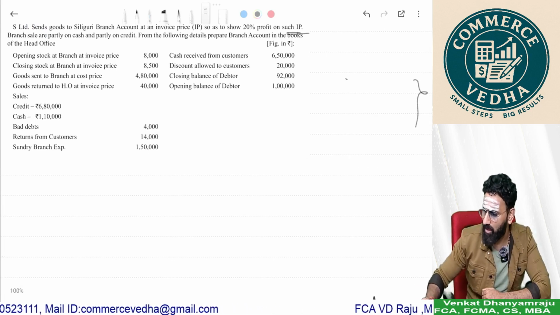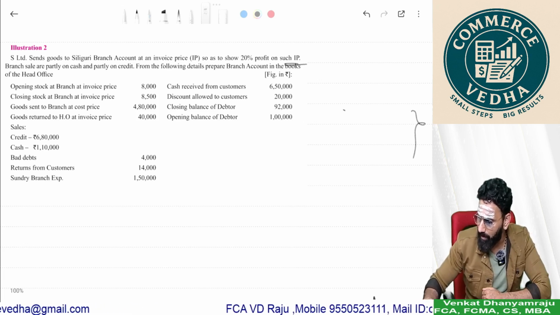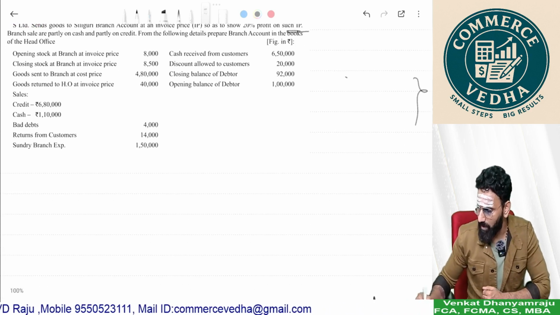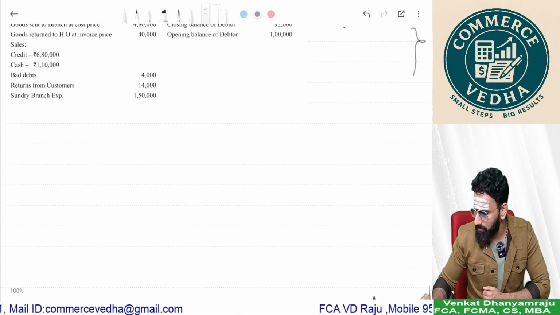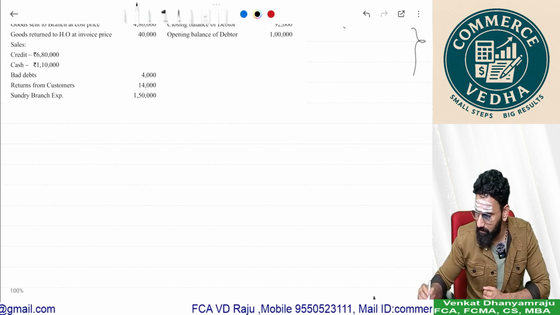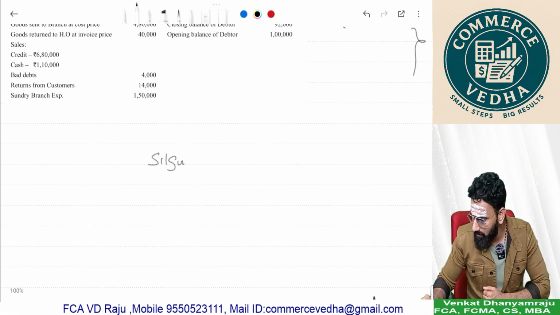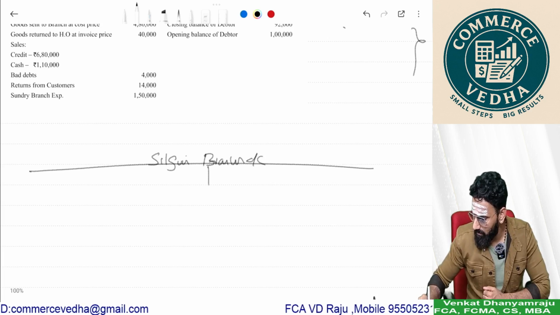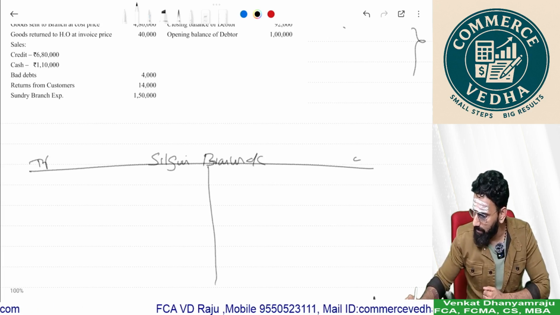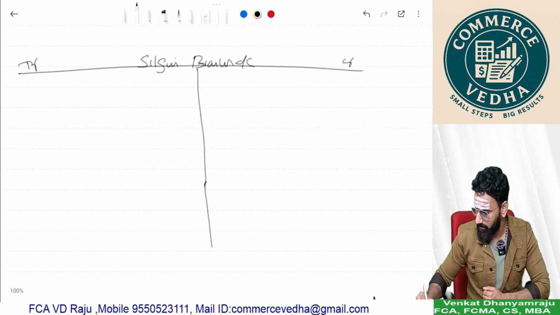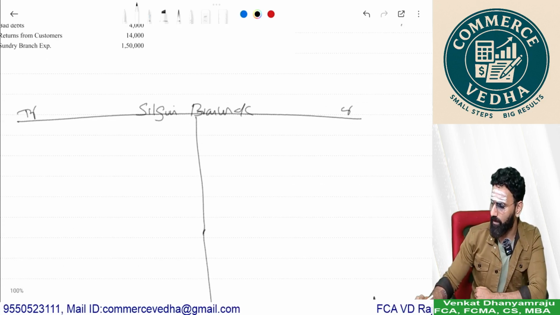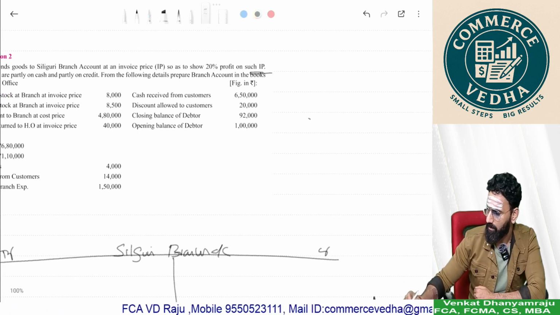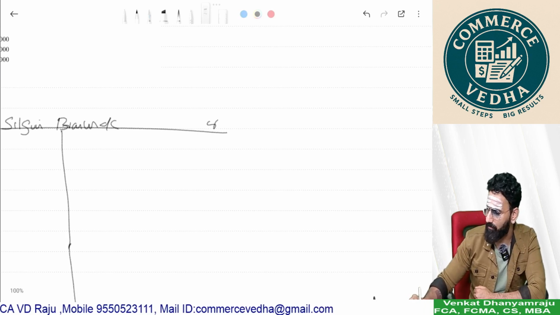We should prepare which account here? We should prepare branch account. Which branch account? Siliguri branch account. Debits and credits. But before that, we also need to do some working notes. I'll keep a provision for working notes here.